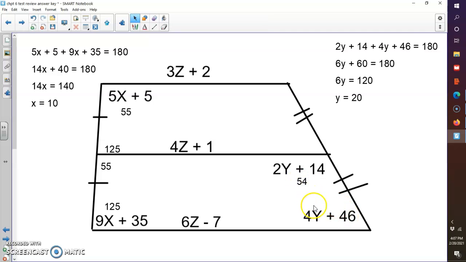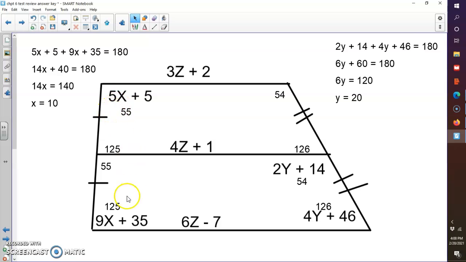And when I plug that in, I'm going to get 54. 2 times 20 is 40 plus 14. And 4 times 20 is 80 plus 46. So I'm going to get 126. Okay. Corresponding angle is 126. Corresponding angle is 54. And I know it doesn't look right. It doesn't matter. And that's actually done intentionally.